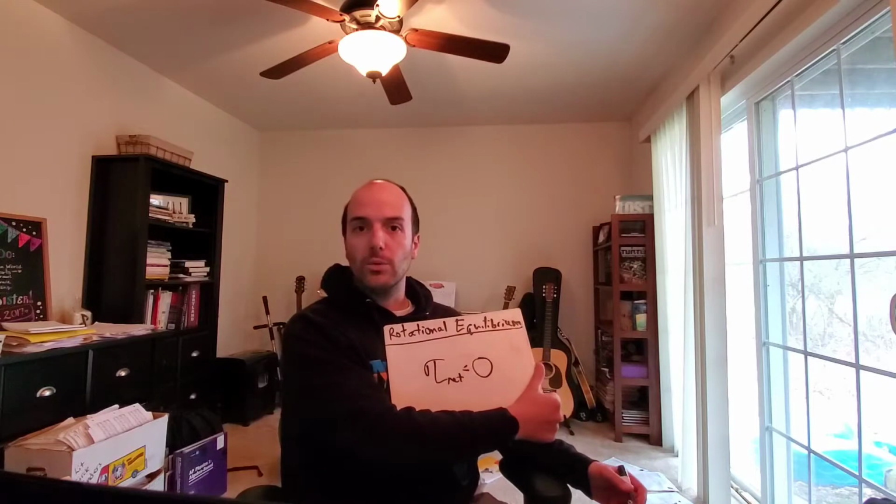Hey everyone, so today we're going to be going over how to do some rotational equilibrium problems. But before that, let's just get a quick background on what it means for an object to be in rotational equilibrium and some tips we're going to need to be able to do all of these problems. So the definition of rotational equilibrium is that the net torque on an object equals zero.